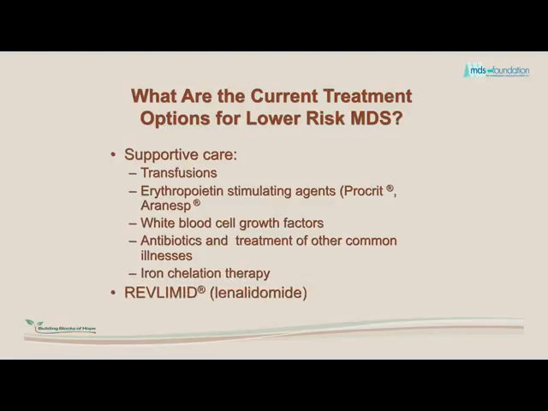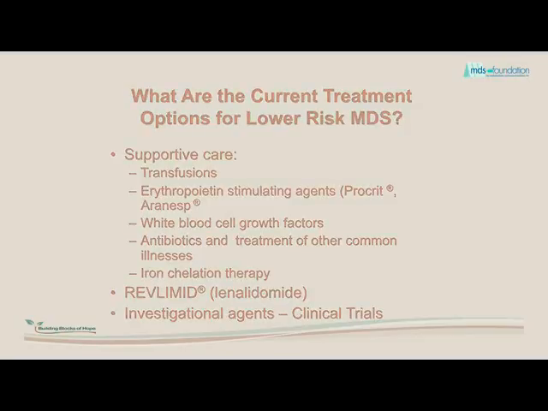For active therapy, treatments such as Revlimid or lenalidomide that were approved in 2005 for the treatment of a specific subtype of MDS with chromosome 5q deletion. Also, we have immunosuppressive therapy, and even the azanucleosides or hypomethylating agents can be used. For all other patients, and particularly those that have failed standard therapies, we consider investigational agents or clinical trials.